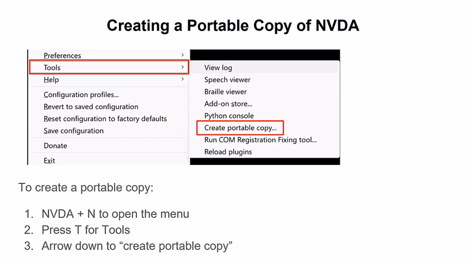We've talked a little bit about creating a portable copy. To create a portable copy of NVDA, you're going to press NVDA plus the letter N to open your context menu, press T for Tools, and then arrow down to Create Portable Copy.